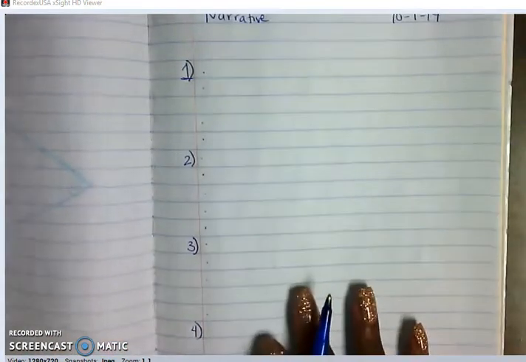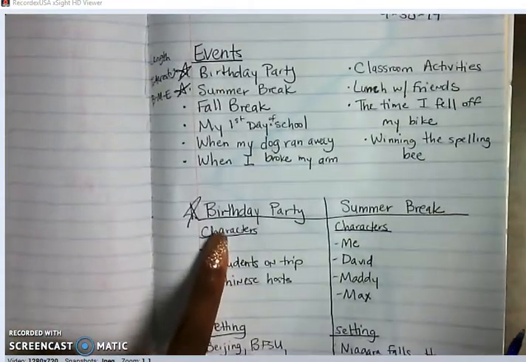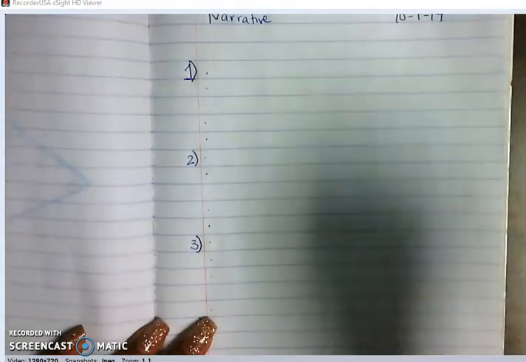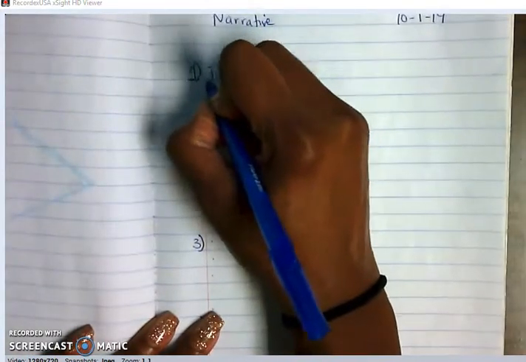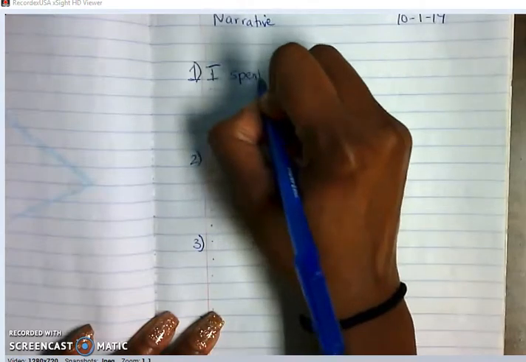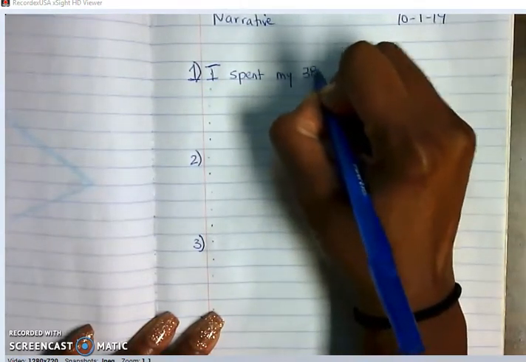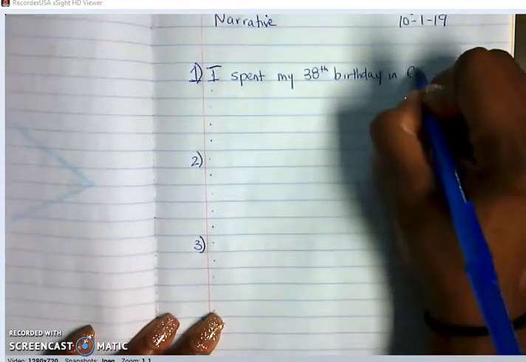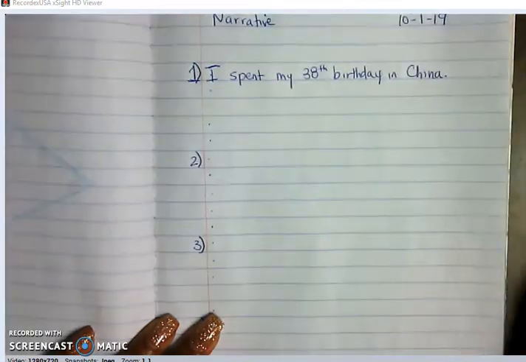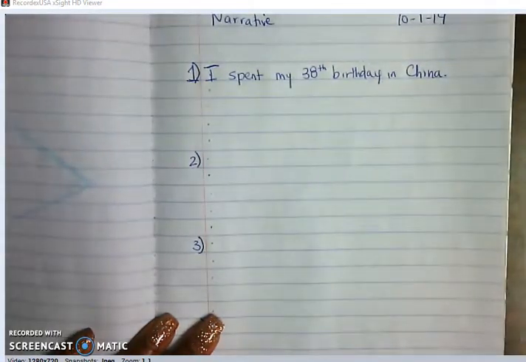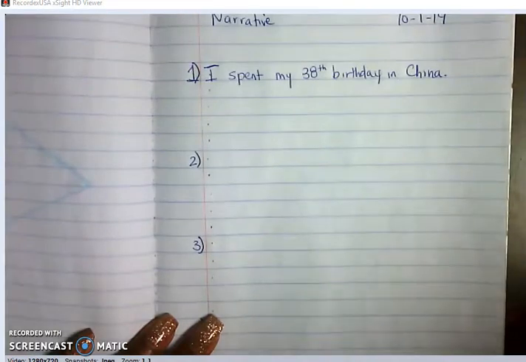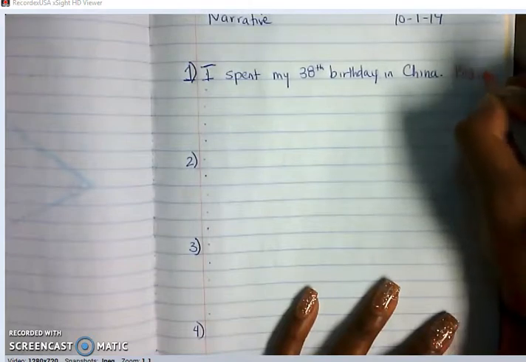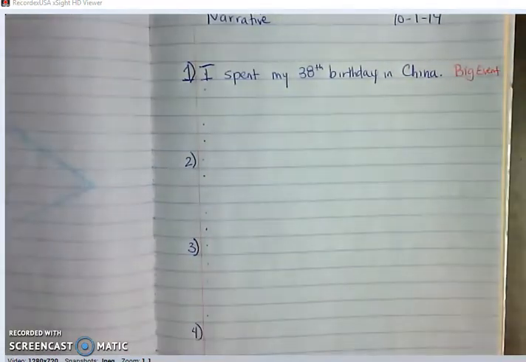So the big event that I said that I was going to write about was my birthday party. So this first sentence is going to be a sentence that says what I was doing. I spent my 38th birthday in China. This is the big event that I was going to write about, so I'm starting my outline with that event. Go ahead and write the big event that you are going to discuss in your outline.